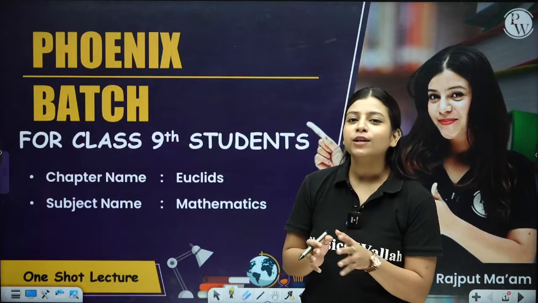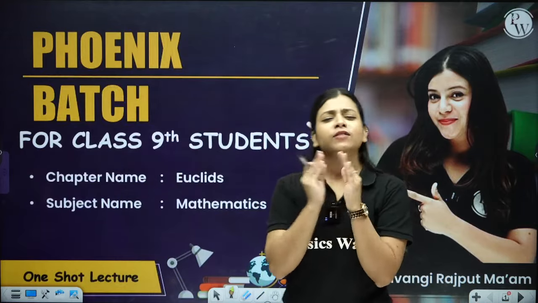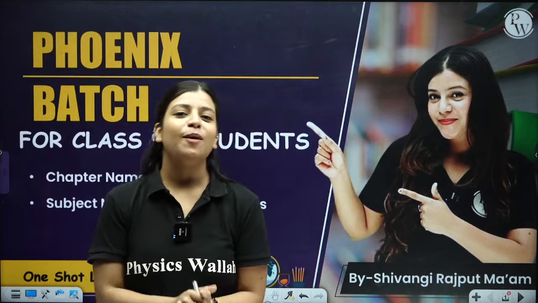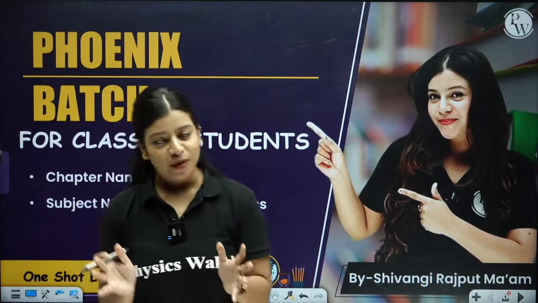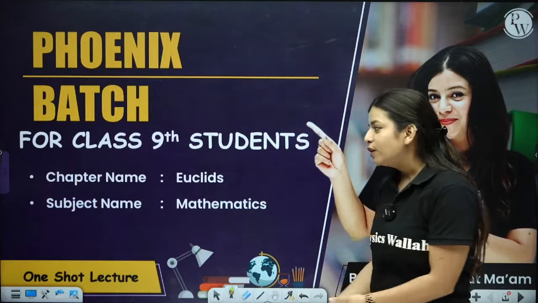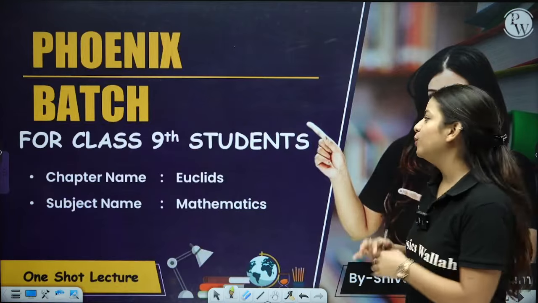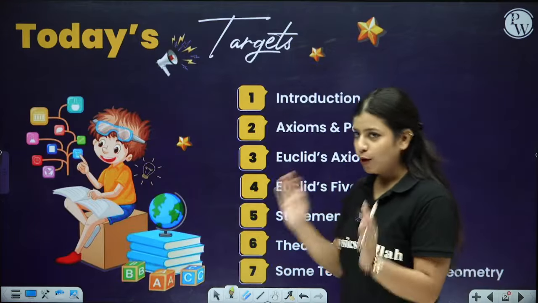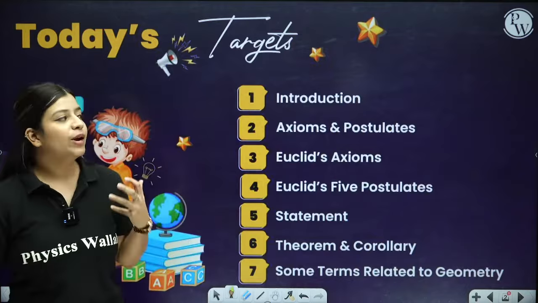So in this particular video, we are going to do the one shot of one of the easiest and the smallest chapters from your book, that is Euclid's Geometry. So we are going to start with Euclid, and of course we are going to do every axiom and every postulate. So let's see what we are going to discuss in this class.